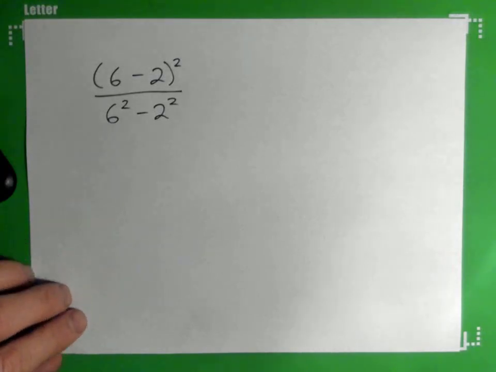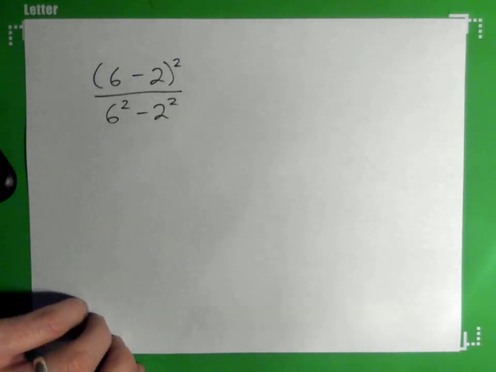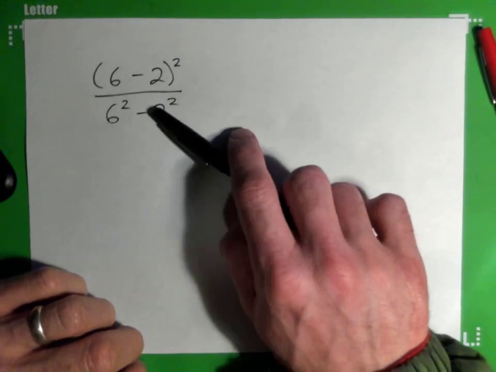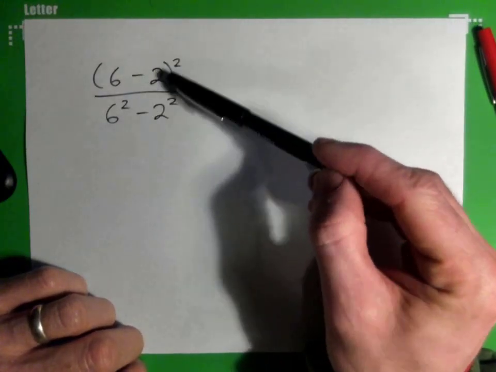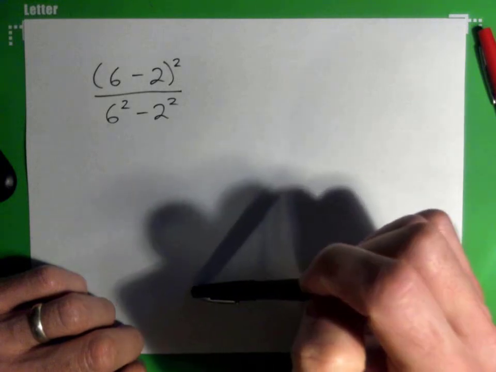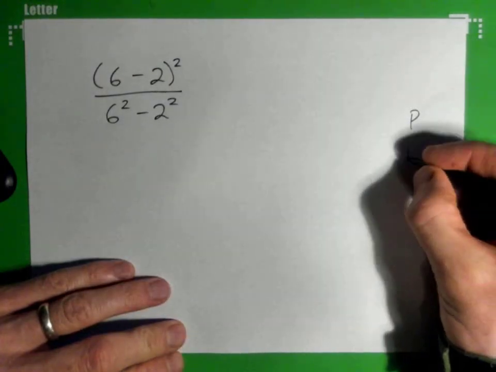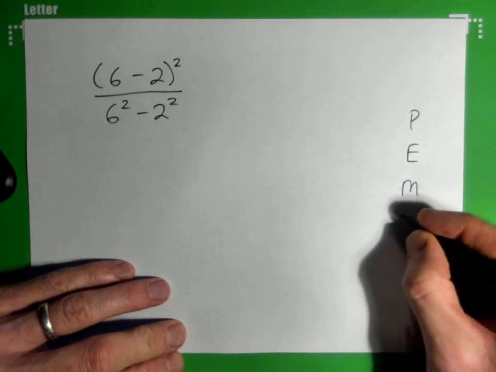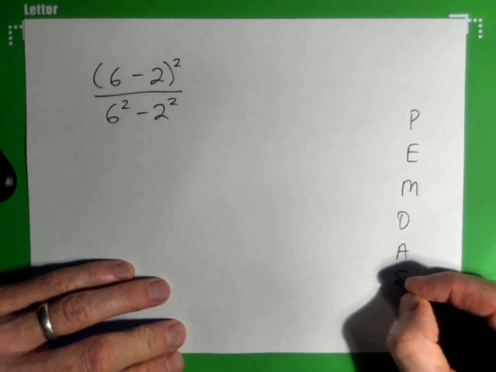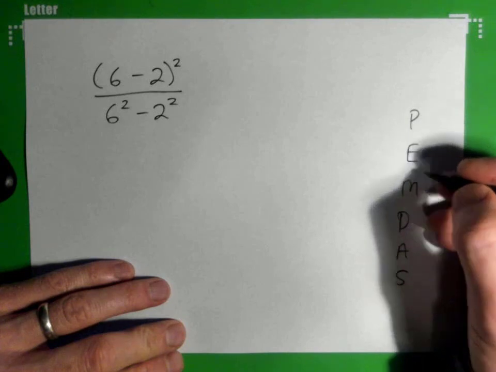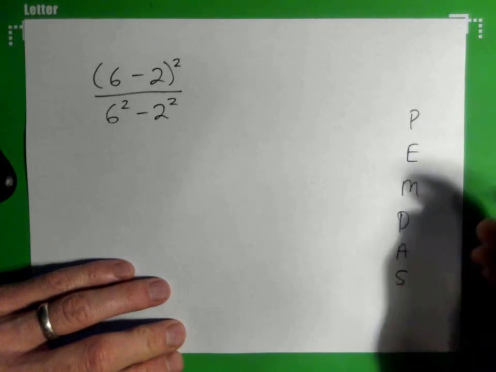So we've got (6 minus 2) squared over 6 squared minus 2 squared. Notice the difference in the expression on the top and bottom. They're different. So we've got to simplify this expression. We need to think about the order of operations, PEMDAS. We do parentheses, then exponents, multiply or divide, add or subtract from left to right.